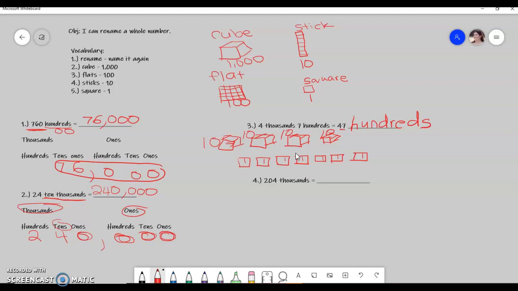Now we had 204 thousands. Another way I could look at it is thousands. Thousands has 3 zeros. So we put our 3 zeros and we put 204 in the front. 204,000. And there you go. That's how you rename a whole number using place value and pictures.